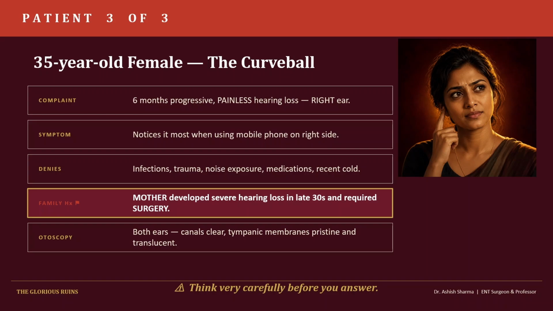Otoscopic examination, both ear canals perfectly clear. Both tympanic membranes absolutely fine, translucent, healthy, mobile, not a single abnormality. So I pick up the tuning fork. Weber, placed on the midline of forehead. She immediately tells me, I hear that sound much louder in my right ear. So my initial thought is sound lateralizing to the symptomatic right ear.